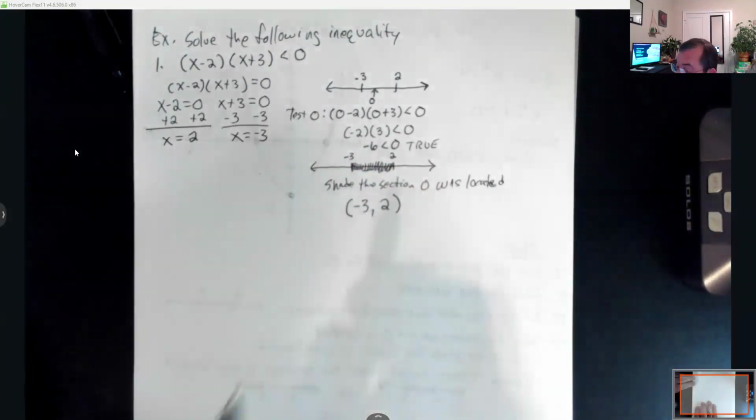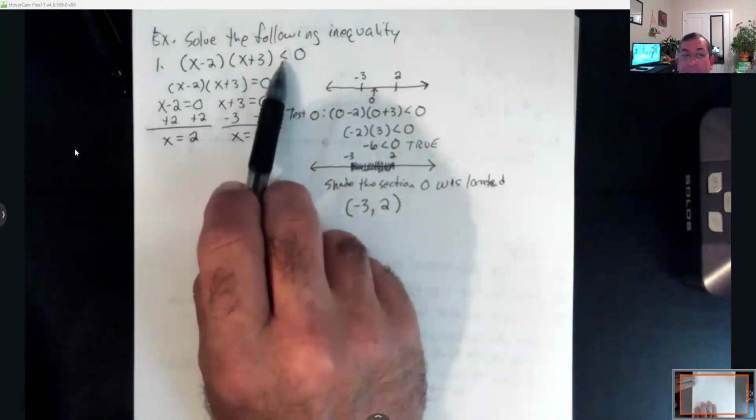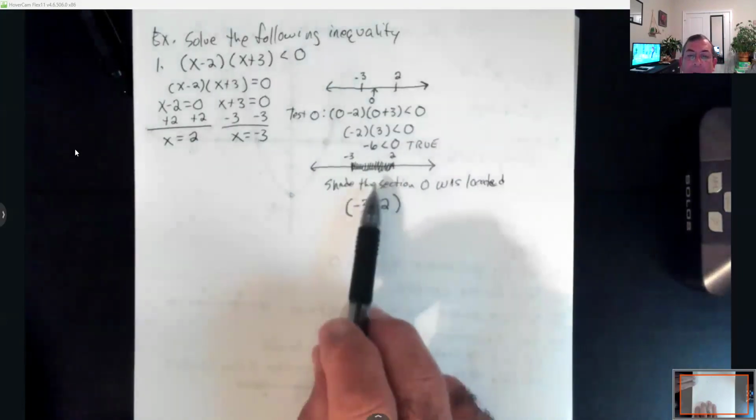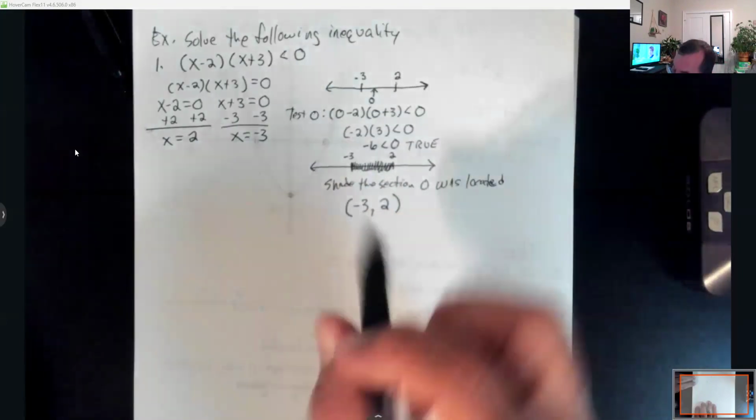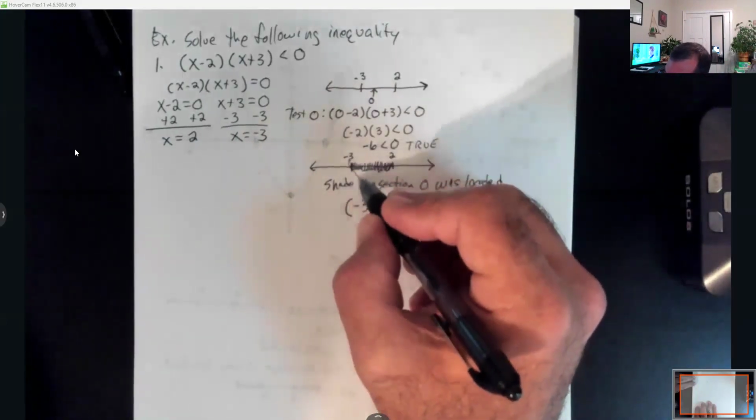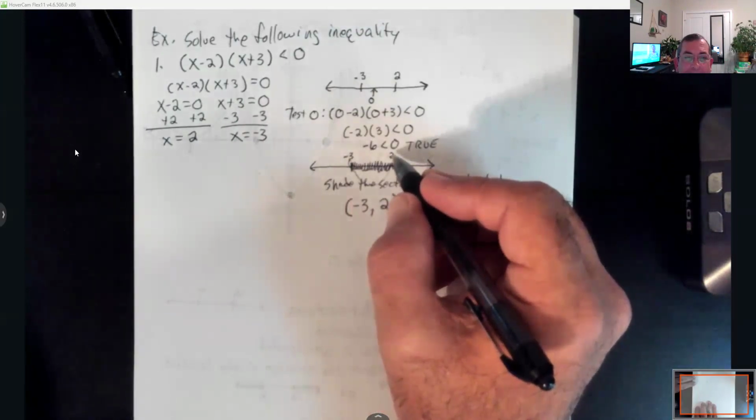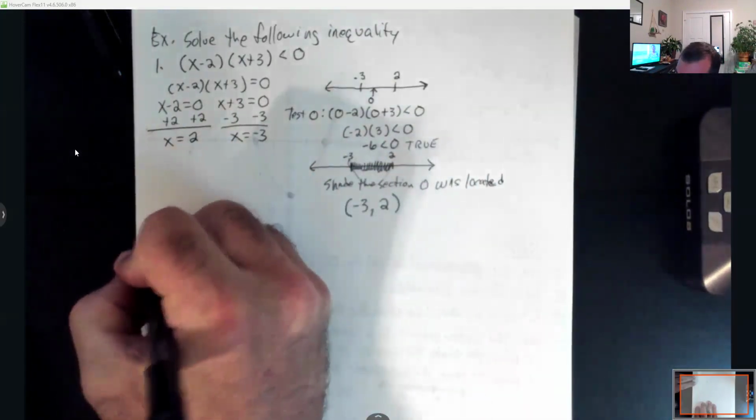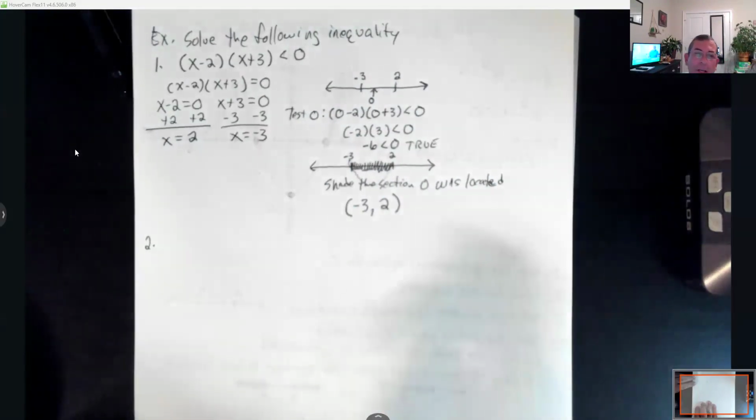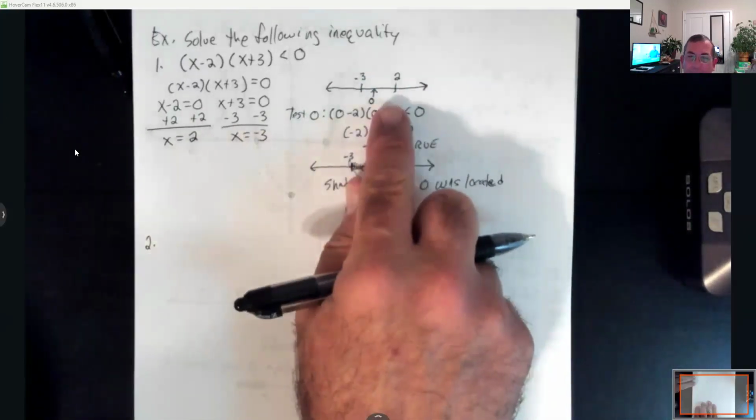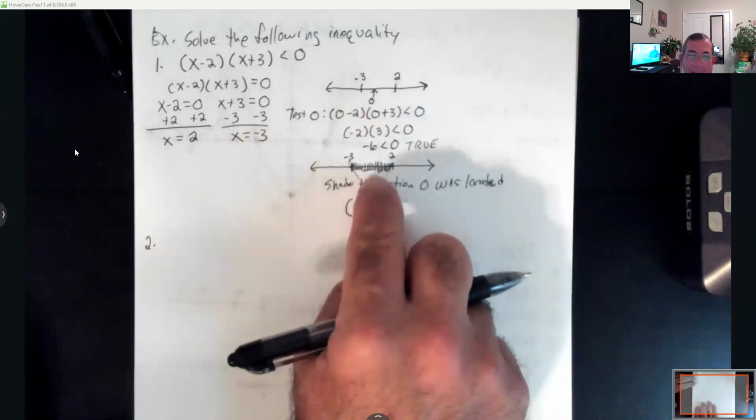So if we were to graph this, since it's less than 0, this little section right here would be the only part that would be below your x-axis, okay? So, y'all, that's the trick of it. Solve it, set up a number line, test your number line, okay?